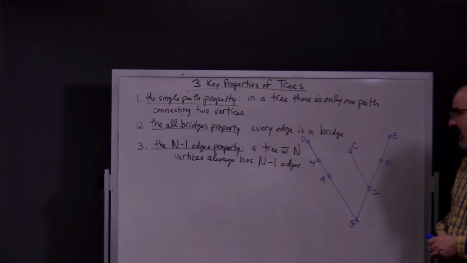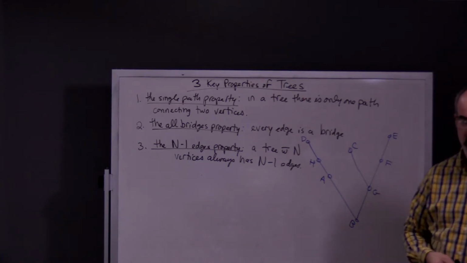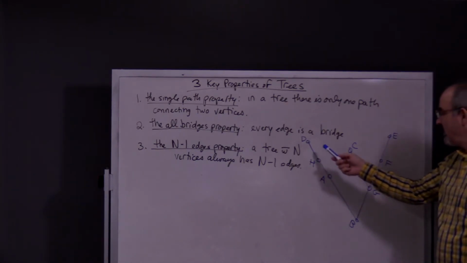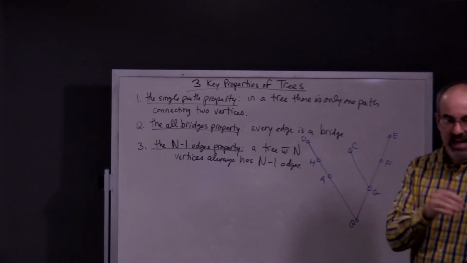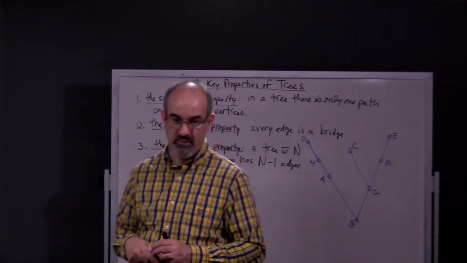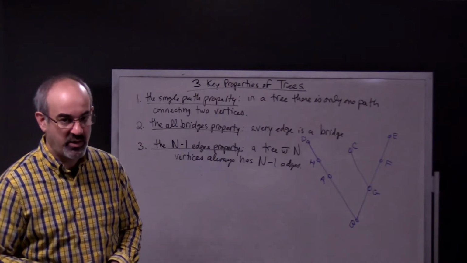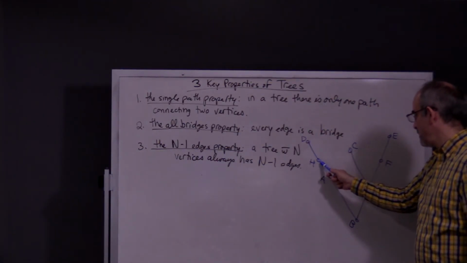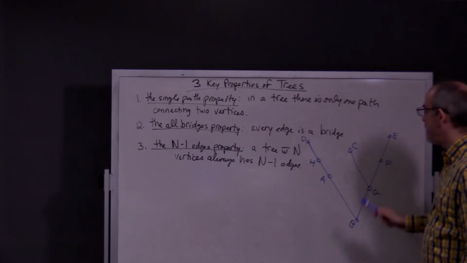Okay. The n minus 1 edges property. A tree with n vertices always has n minus 1 edges. So we can look. How many vertices are here? 1, 2, 3, 4, 5, 6, 7, 8. That means it has to have 7 edges, and only 7 edges. So without counting the edges here, right now, I can tell you that this has 7 edges. Let's count. There's 1, 2, 3, 4, 5, 6, 7.